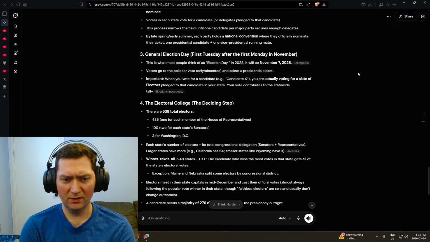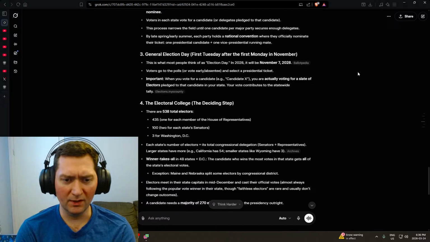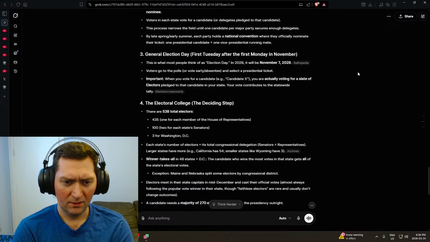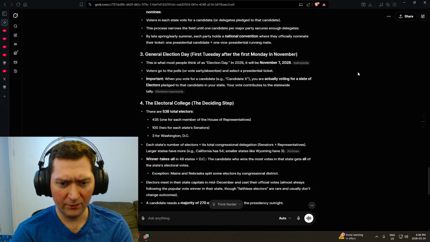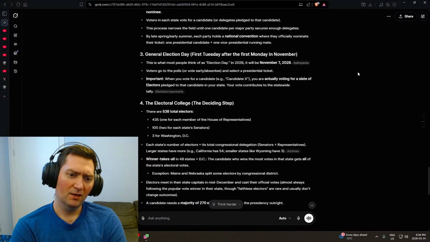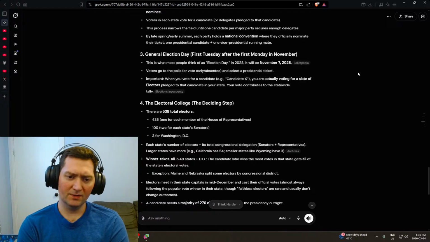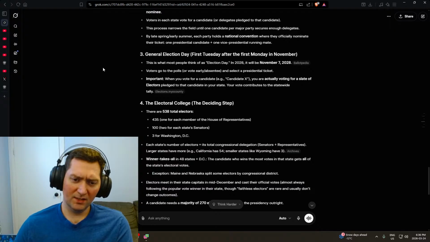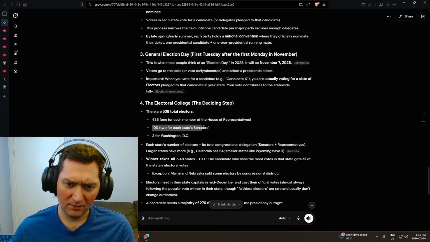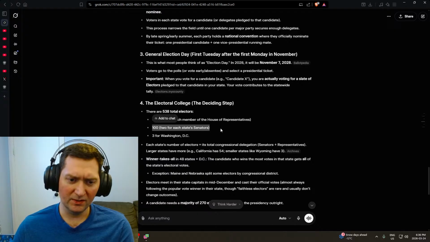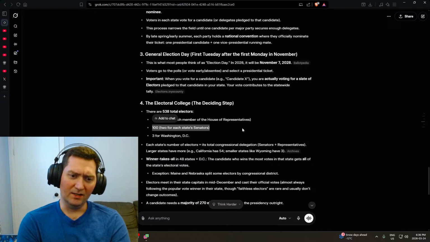The Electoral College: there are 538 total electors. 435, one for each member of the House of Representatives, 100, two for each state senator, and 3 for Washington, D.C. Okay, so that's the senator thing again. Or that is a state, you get 2 per state, and it's not affected by how many people are in the state.